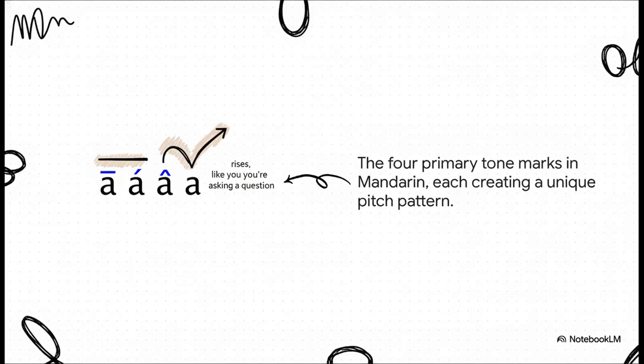And here they are, the famous four main tones. Each of these little marks represents a very specific journey for your voice. The first one is high and level. The second one rises up, almost like you're asking a question. The third one does this little dip down before coming back up. And the fourth is just a sharp, decisive fall. Seriously, these little marks are your entire roadmap to meaning.